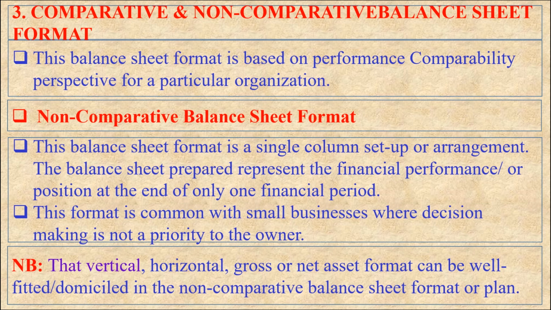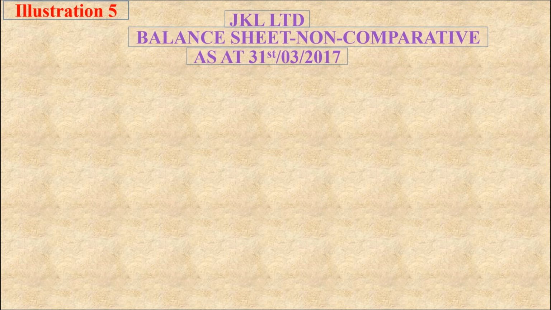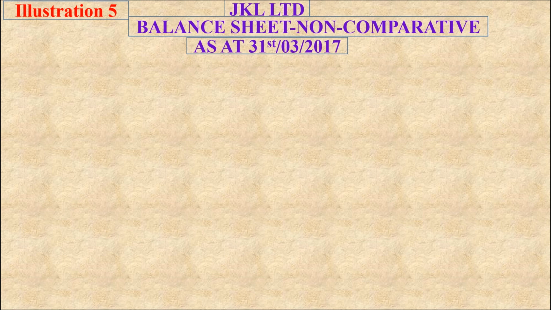I want you to note that vertical, horizontal, gross or net asset format can be well fitted in the case of non-comparative balance sheet format or plan. So the illustration that we have next, that is illustration 5, again we are using the JKL Limited, but the figures have now changed for the sake of avoiding boredom. We are going to look at the information that was presented on 31st March 2017.